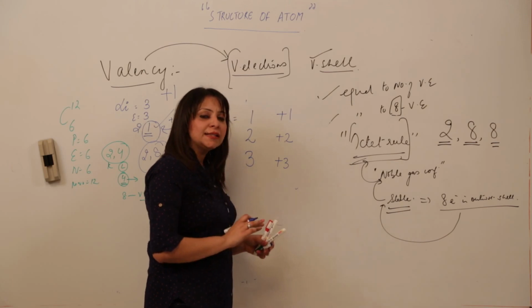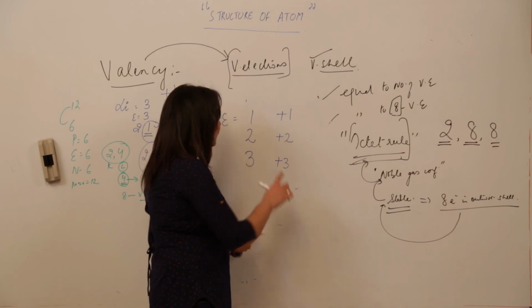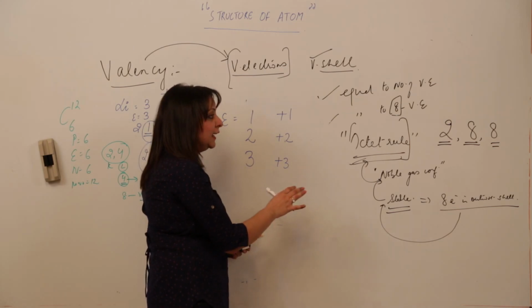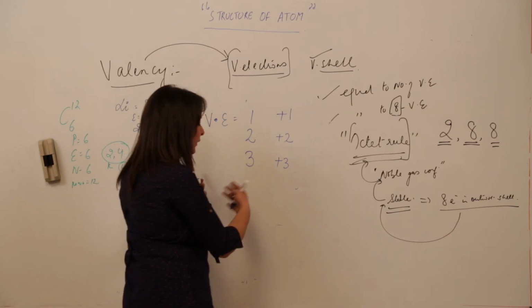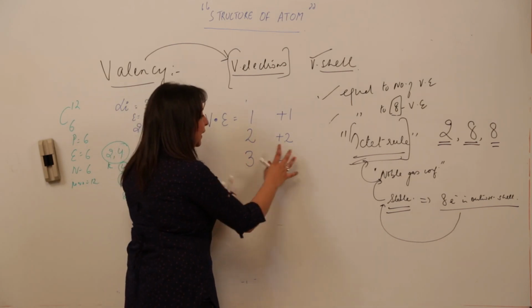So just look at the valence electron. If the valence electron is 1, just write +1. If 2, +2; if 3, +3. The logic we already covered in the complete explanation when elaborating the topic. So just by looking at the valence electron, the hit and trial method is this.